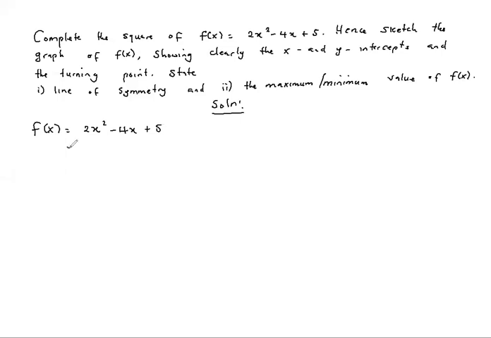To complete the square, we first make sure that the coefficient of x squared is 1. So we factor out 2. When we do so, we divide the other terms by 2, so 4 over 2 x plus 5 over 2. So this then becomes 2 times x squared minus 2x plus 5 over 2.